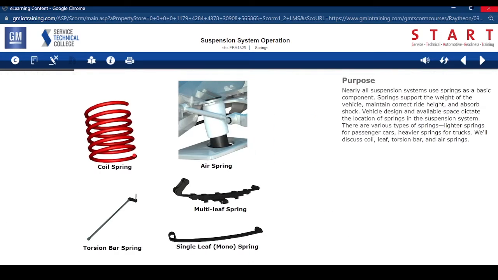Nearly all suspension systems use springs as a basic component. Springs support the weight of the vehicle, maintain correct ride height, and absorb shock. Vehicle design and available space dictate the location of springs in the suspension system. There are various types of springs: lighter springs for passenger cars, heavier springs for trucks. We'll discuss coil, leaf, torsion bar, and air springs.